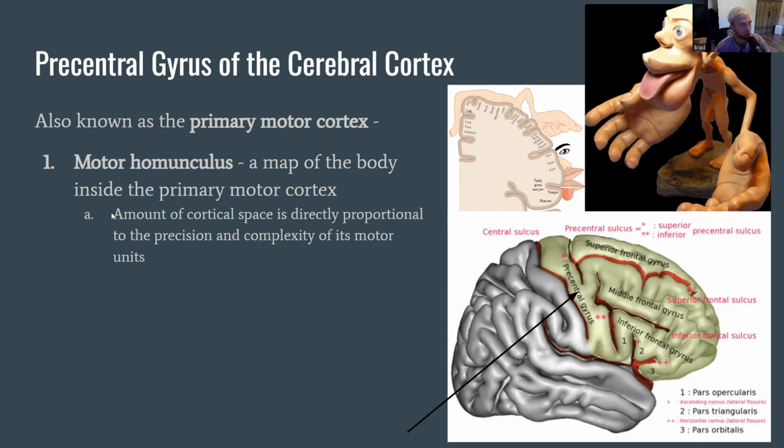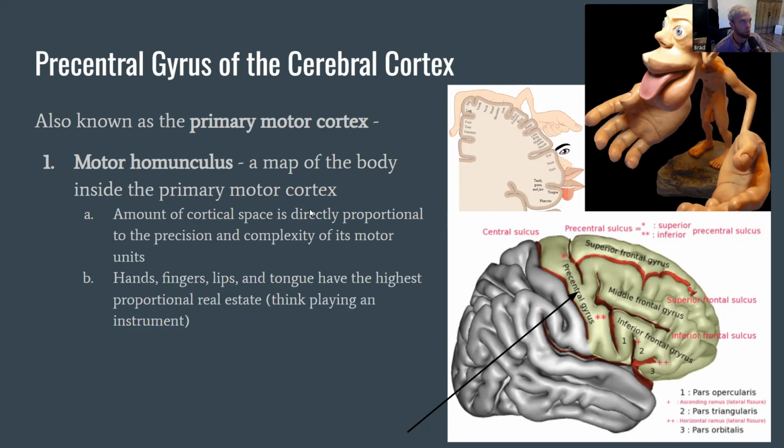And so that's one of the most fascinating things about the primary motor cortex: the amount of space that's taken up here is directly proportional to the precision and complexity of the motor units. So for your eyes, nose, and face, because they have so many different motor units, they're going to take up a large part of the real estate. And then same thing for the hand. The hand is such a small proportional part of the body, but takes up such a large proportional part of the cortical space in that motor homunculus, or in the primary motor cortex.